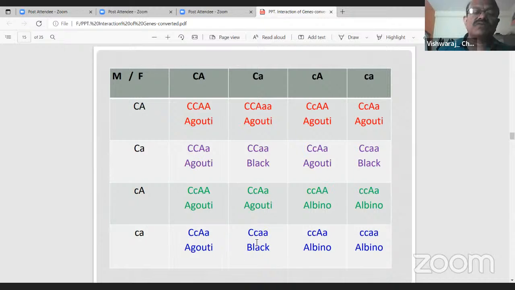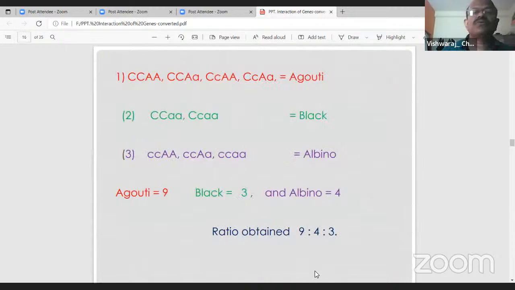Capital C, small a is black. Small c, capital A is albino, and small c, small a is also albino. This is supplementary gene interaction. Supplementary genes show the ratio 9:3:4.